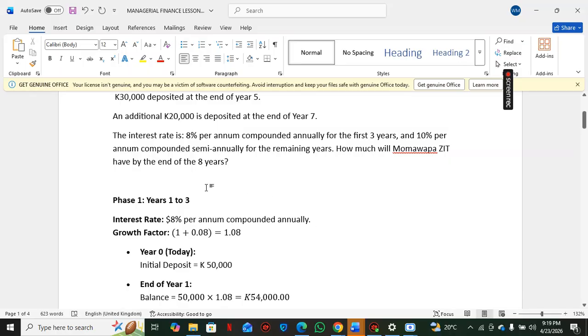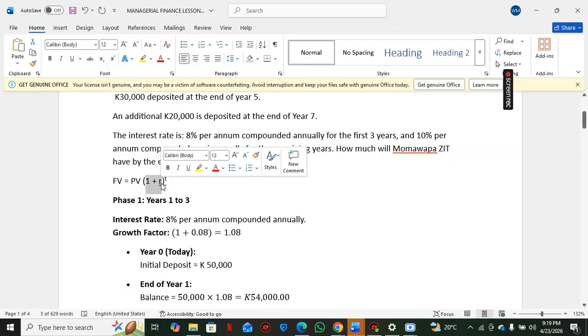So as I said here, the formula that will be used is this one: future value equals present value times 1 plus the rate to the power t. Okay. So this 1 plus r, we're going to use 8% for the first 3 years. So 8% is 0.08. Our growth factor is going to be 1.08.